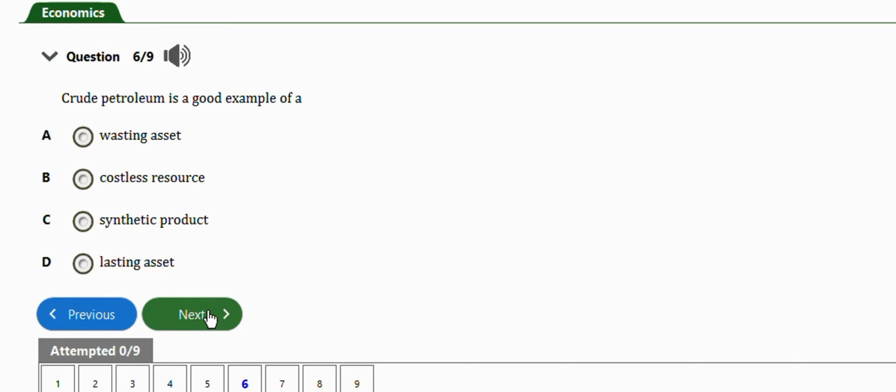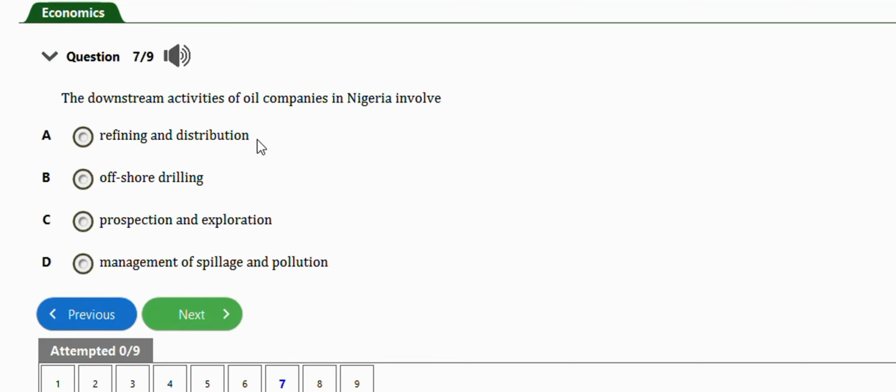Okay, next question says the downstream activities of oil companies in Nigeria involve refining and distribution, offshore drilling, prospection and exploration, management of spillage and pollution. The right answer is option A, refining and distribution. So the downstream activities involve refining and distribution.